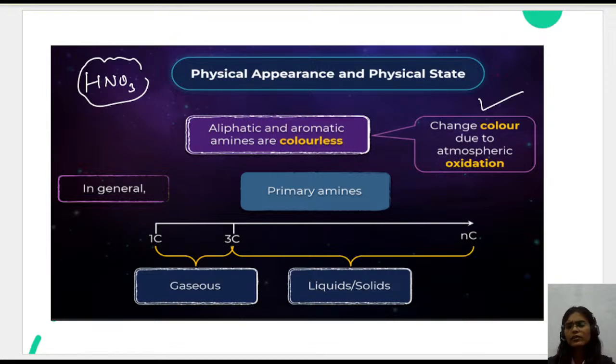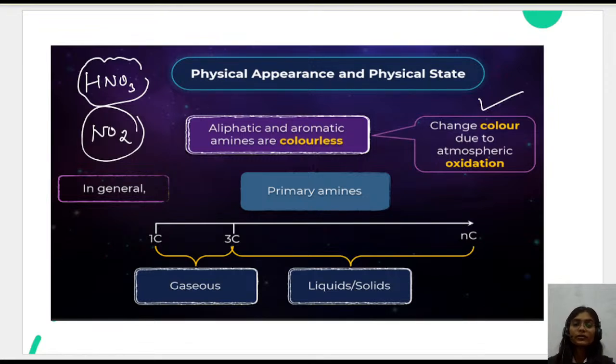Can anyone tell me what is the color of NO2 gas? Nitrogen dioxide color. You already covered the inorganic chapters. So what is the color of the NO2 gas? Yes, very good, Amik. It's going to be the brown color, right?